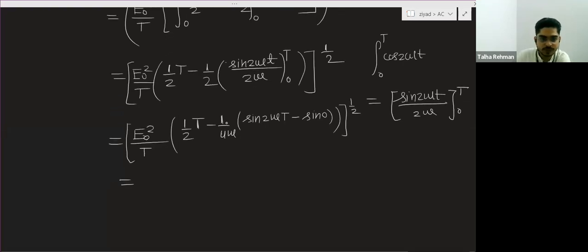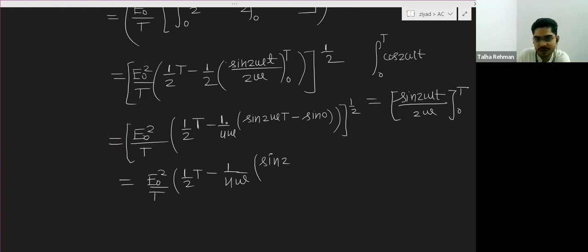After that, you can write this as E naught square by T. This is your half of T, this is minus 1 by 4 omega. And now here you see, this is your sine 2 omega, you can write 2 pi by T. Here is also T. Sine 0 is 0.